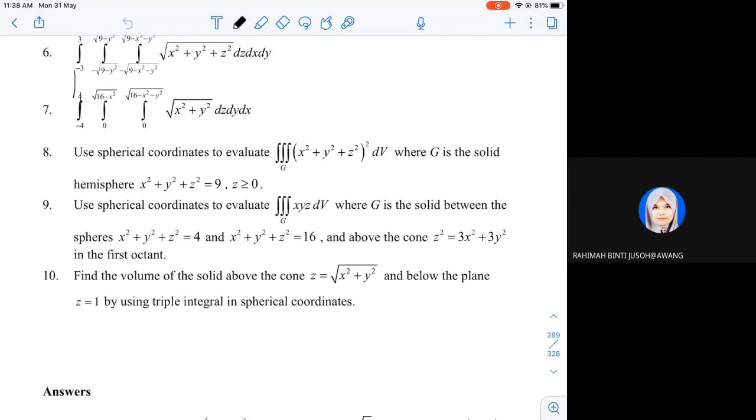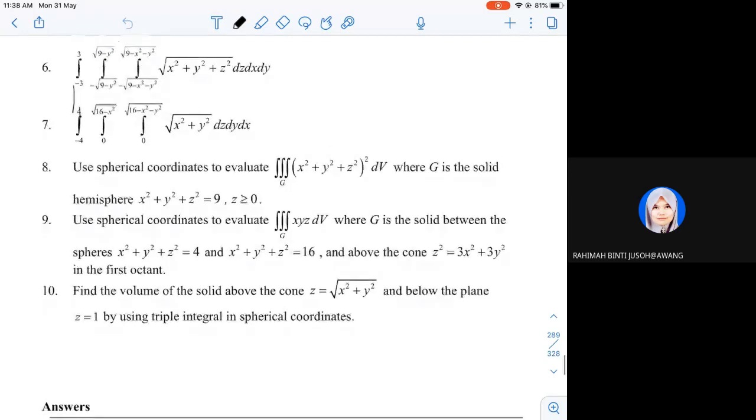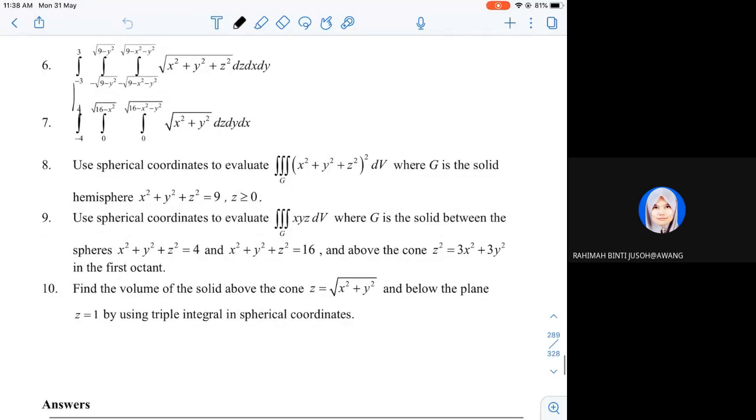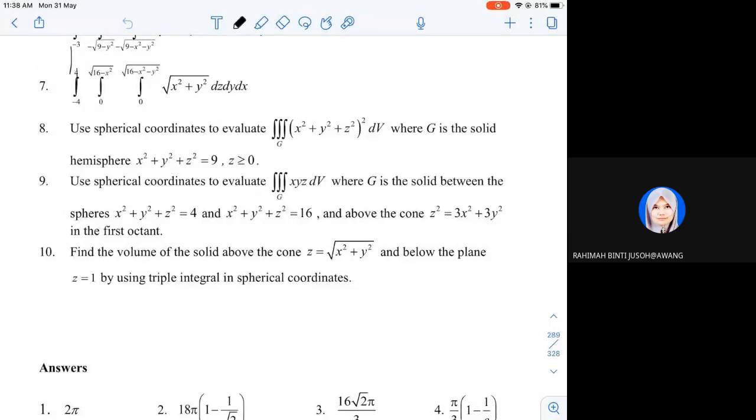Okay, so let's take a look at question number, kita tengok yang bawah ni pula. 8, 9, 10 ni. Okay, let's look at question number 9. Okay, question number 9. Question number 8 tu just a hemisphere. It's already stated hemisphere. So mudah lah guys, just hemisphere. Okay, let's look at question number 9. Number 9 ni dia trick sikit.